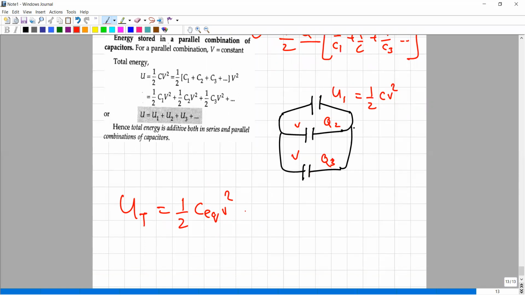Then this equivalent capacitance can be written as C1 plus C2 plus C3. We already know that the equivalent capacitance in the case of parallel circuit is C1 plus C2 plus C3 and so on. So it will become half of (C1 plus C2 plus C3 and so on) into V square, which is actually the sum of the energy stored in individual capacitors. That is, the total energy is additive both in series and parallel combination of capacitors. The total energy of the system is the sum of the energy of individual capacitors, both in series and in parallel. Okay.